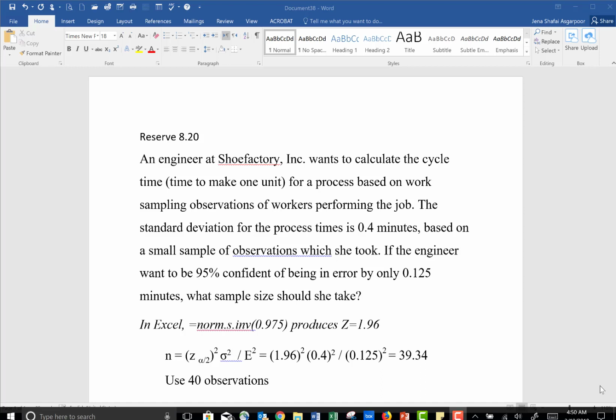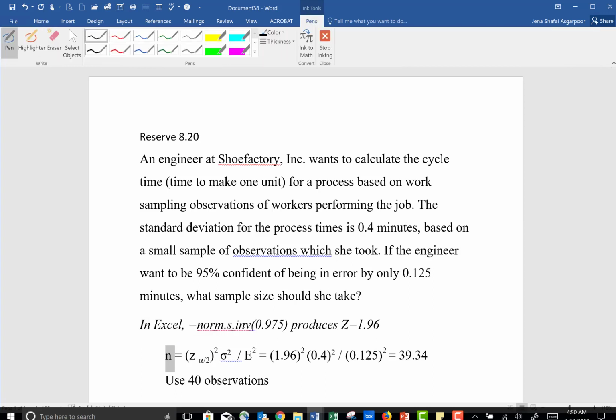This is reserve problem 20 in chapter 8. Again, it deals with sample size calculation, but this time for process mean. The equation and the supplemental reading that I have provided gives the equation that must be used for this calculation.